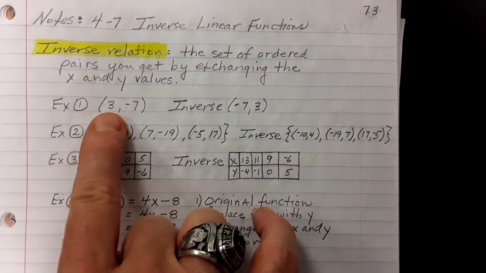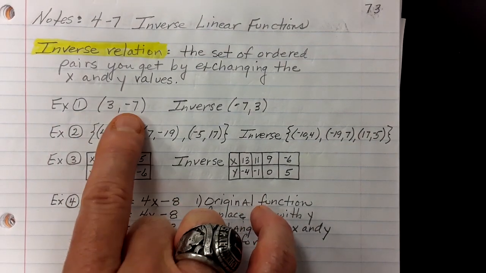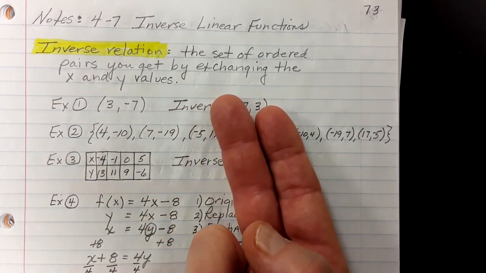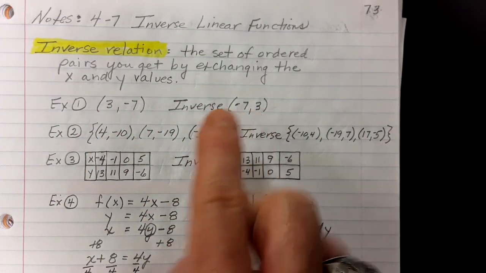For example, 1, 3, negative 7. That's your x, that's your y. All you do is do the inverse by switching the x and y around. So negative 7, 3. That's it.